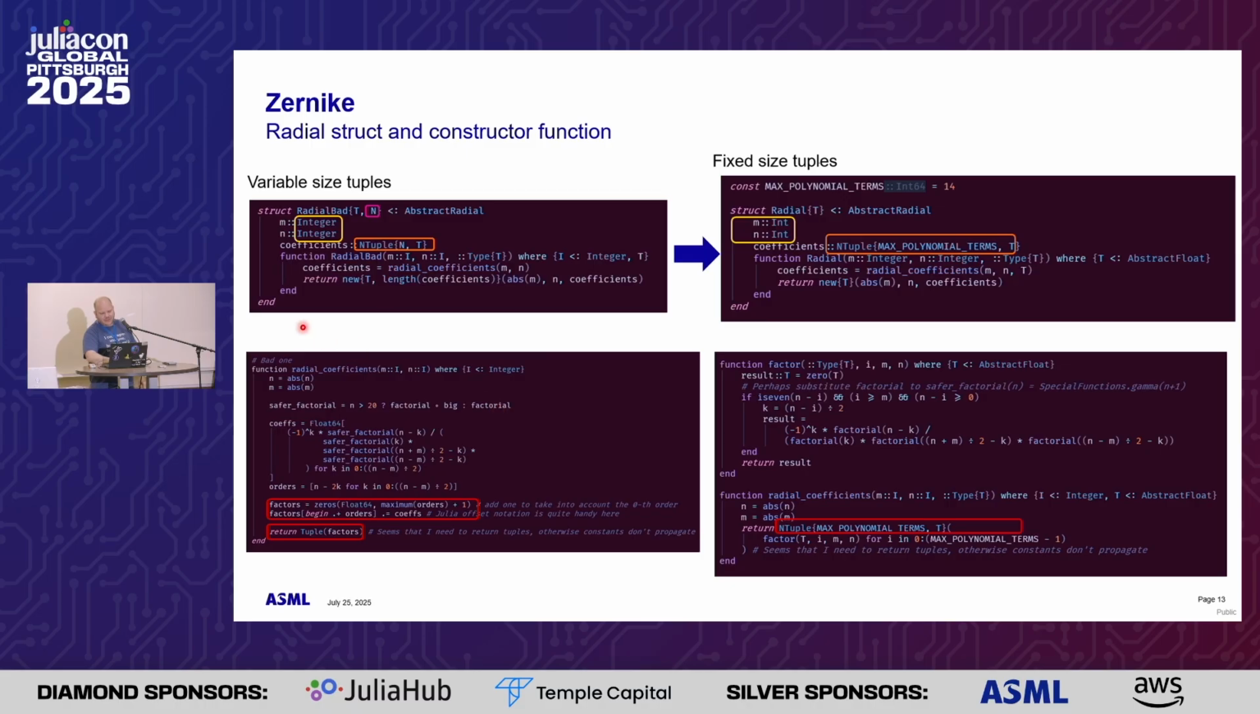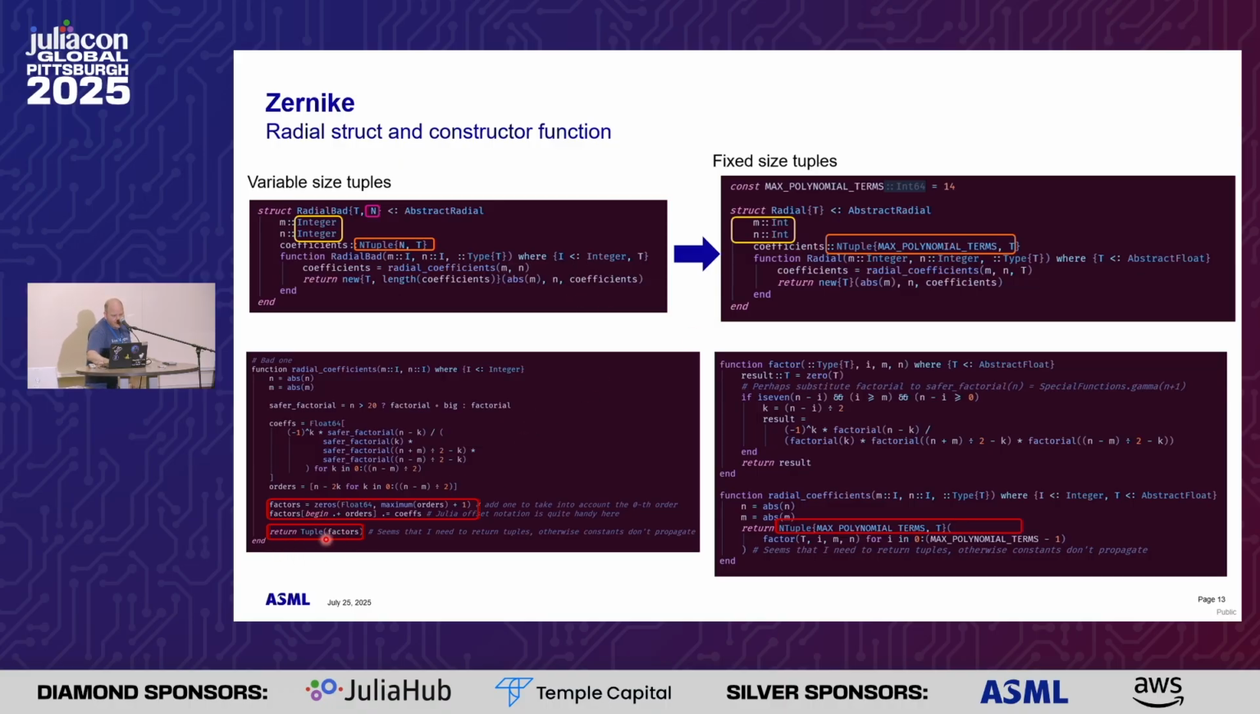These are some examples of things that I did, probably you can see them. I changed some abstract integer types that I had on my structs to just Int. Also, as I said, I just made this tuple fixed.